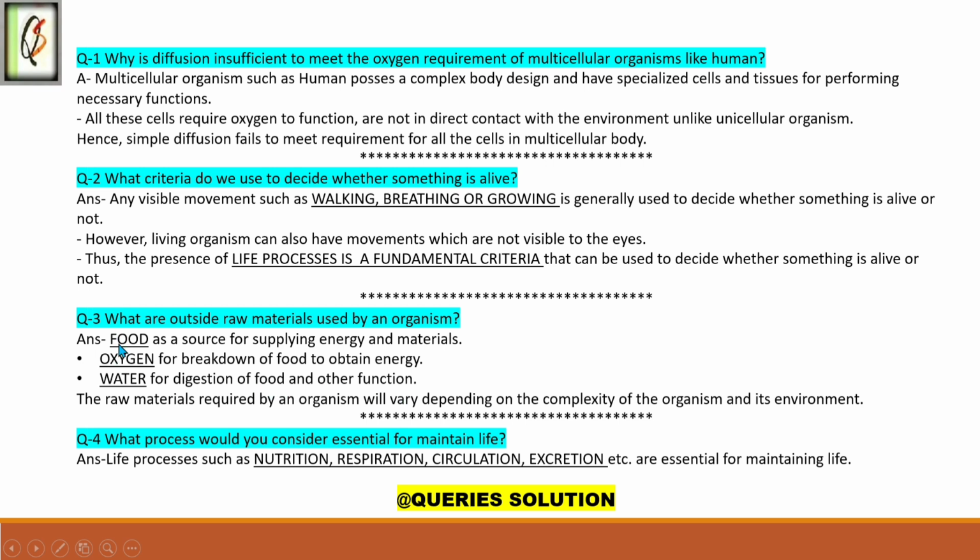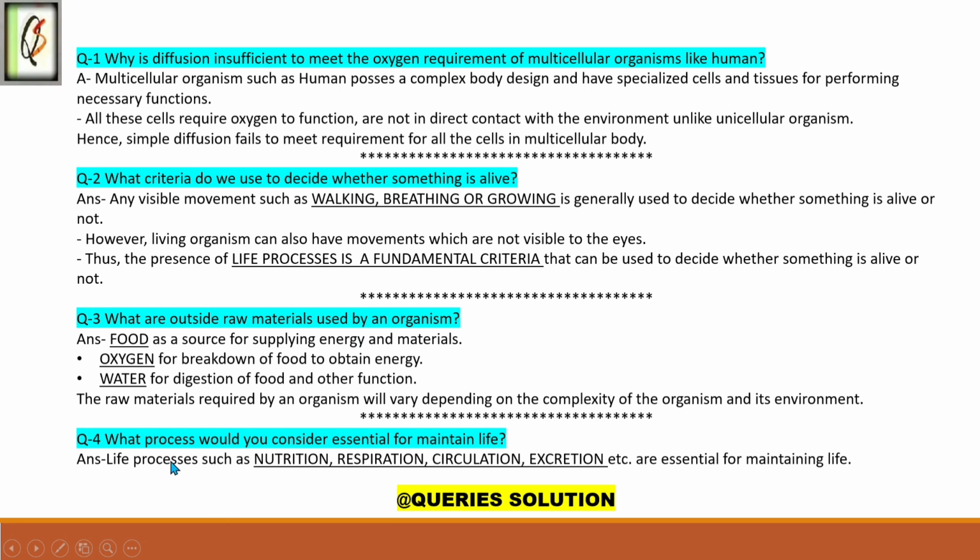So these are just a few that I have pointed out here. There are many more materials that organisms depend on and obtain from the environment, or from the outside. So you can add those materials or points too. But these raw materials depend on the complexity of the organism's body and the surroundings mainly where it is surviving. So this is a solution for this question.